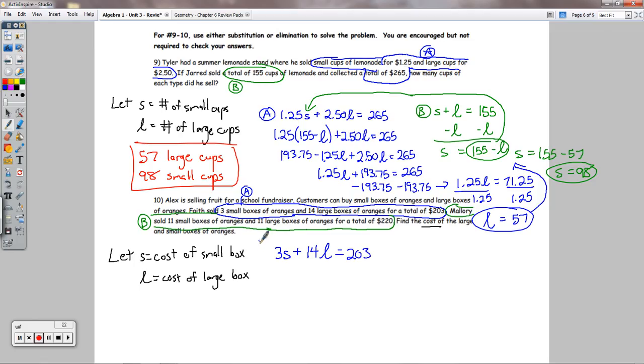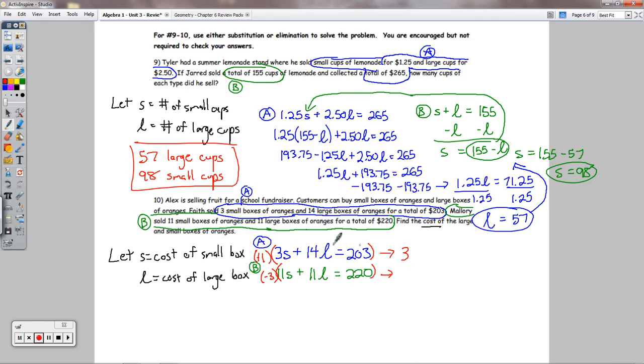On this one, I'm going to use elimination because I think that's going to be easiest here. So for the other equation, it looks like Mallory 11 small, that's 11s, plus 11l, 11 large, is 220. To use elimination here, I think we should multiply. If we want to get rid of the s's, easiest way to do this would be to multiply by 11 and by -3, or by -11 and +3. But we want these two to be opposites of each other.